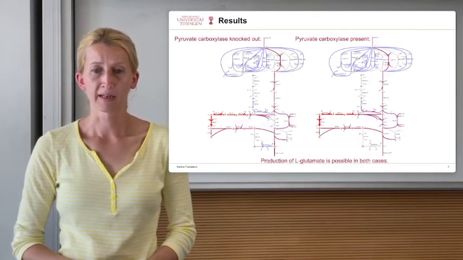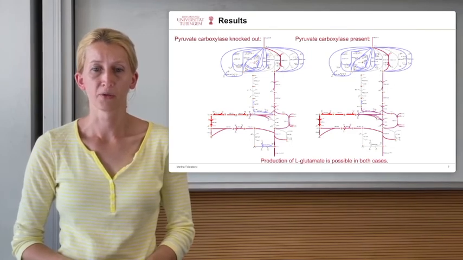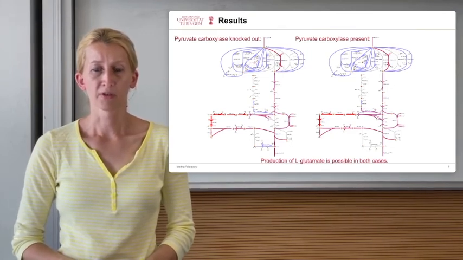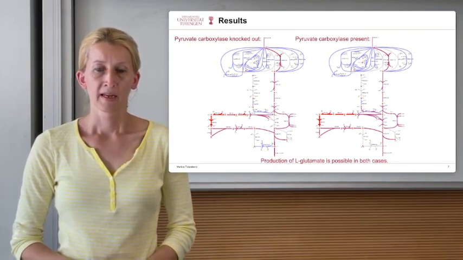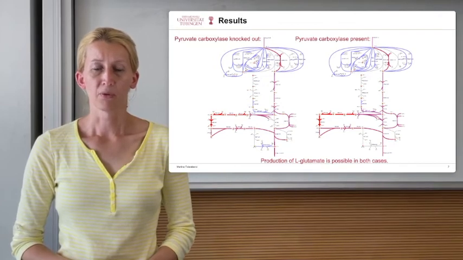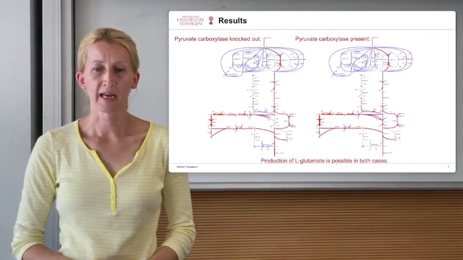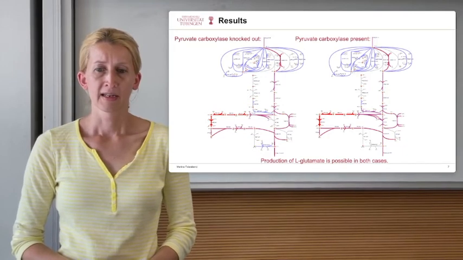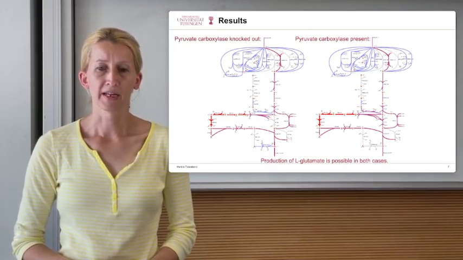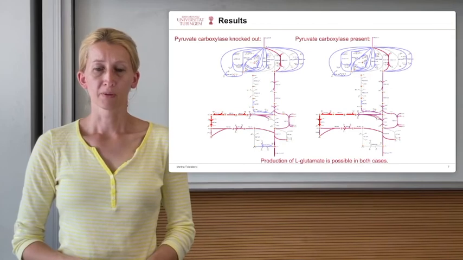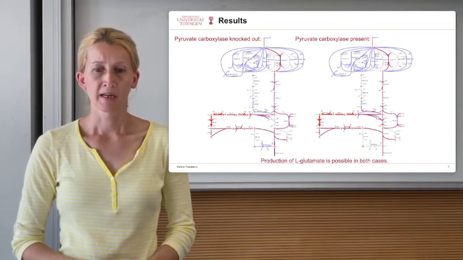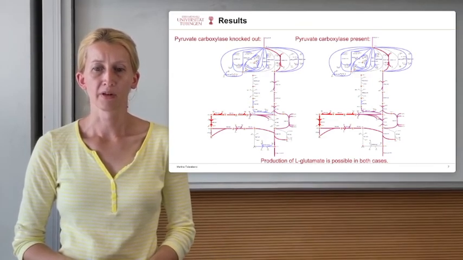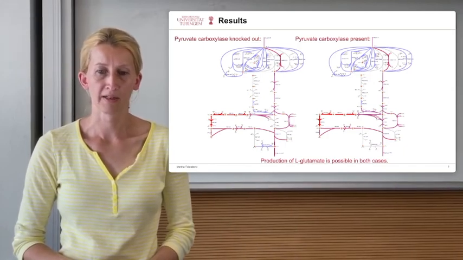Another aspect that is also worth mentioning is the enzyme pyruvate carboxylase, which has been reported to play an essential role in the L-glutamate production of Corynebacterium. We were able to show with our model that knocking out pyruvate carboxylase would only lead to a minor decrease of the L-glutamate production. The L-glutamate production decreased from 7.17 to 7.13 millimole per gram dry weight per hour. So it was only a decrease of 0.04 millimole per gram dry weight per hour.